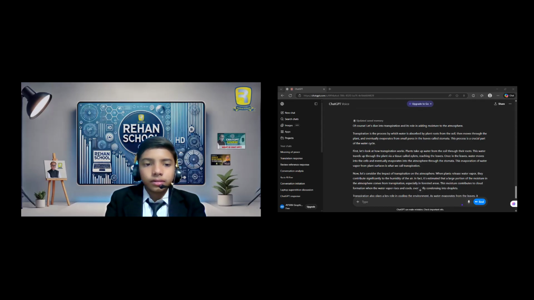I'll keep going. To continue, the atmosphere and clouds are essentially the Earth's life support system. They ensure that the planet remains habitable by regulating temperature, providing essential gases, and supporting the water cycle. Without the atmosphere, we would be exposed to extreme temperatures and harmful radiation. And without clouds, we wouldn't have the balanced precipitation that supports ecosystems and human needs. In short, the atmosphere and clouds are intertwined in maintaining the delicate balance of life on Earth, making them indispensable for our daily existence. If you have any more questions or want to dive deeper into any specific aspect.